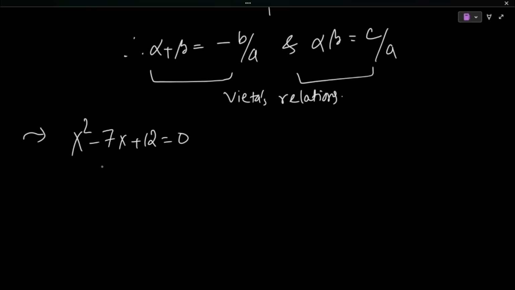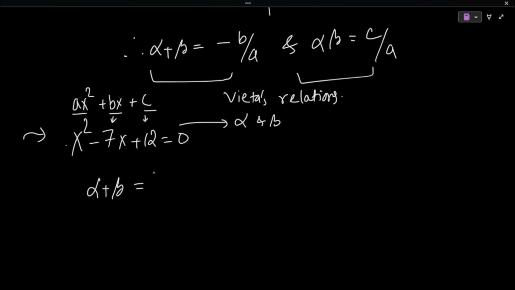As I told you, if this equation has roots alpha and beta, then first of all, the sum of the roots will always satisfy what? Minus b by a. Now, in any quadratic equation, you first need to find out what the coefficients are. So, what is a here? a is 1 because 1 into x square. b is minus 7 because plus bx. You have to compare it with the general form, right? Like this: ax square plus bx plus c. Now, what is c? c is going to be 12.